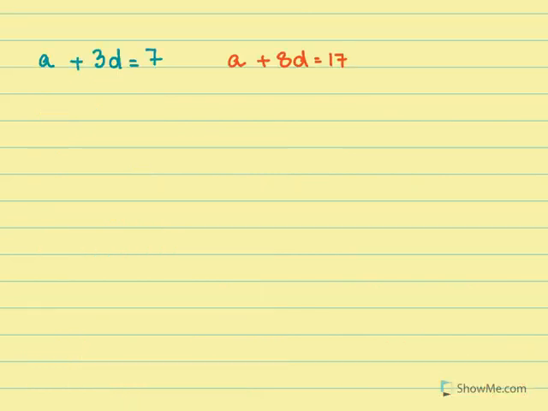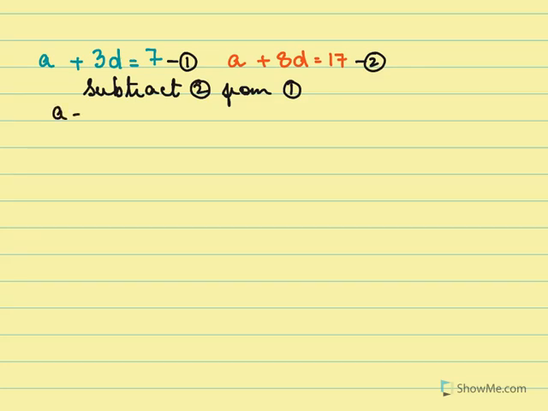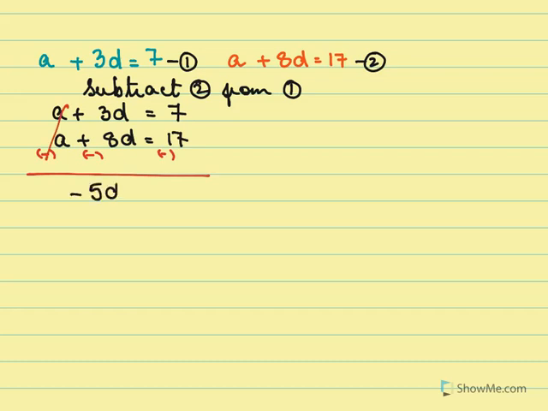So these are my 2 equations. Now I go ahead and subtract them. Equation 1, equation 2, subtract 2 from 1. So I first write my first equation, 3d equal to 7. Then I'll write my second equation, 8d equal to 17. I need to subtract, we change the sign. This cancels out. So I have here minus 5d equal to minus 10.